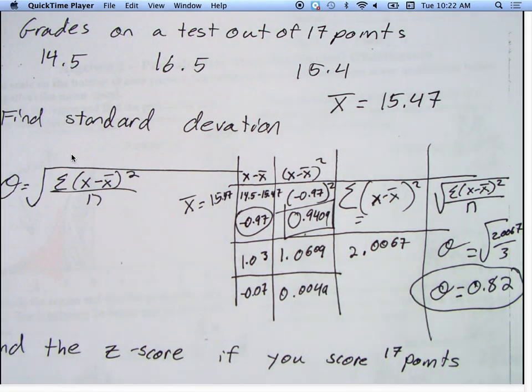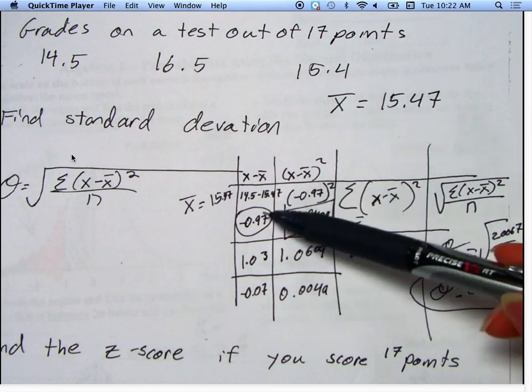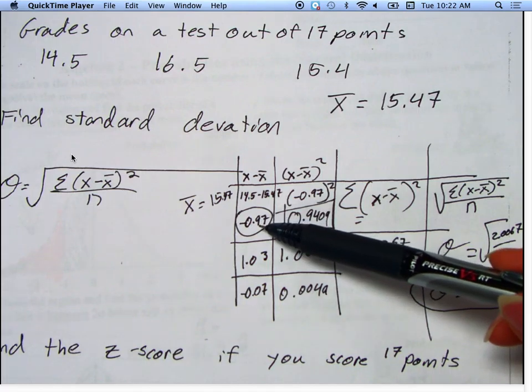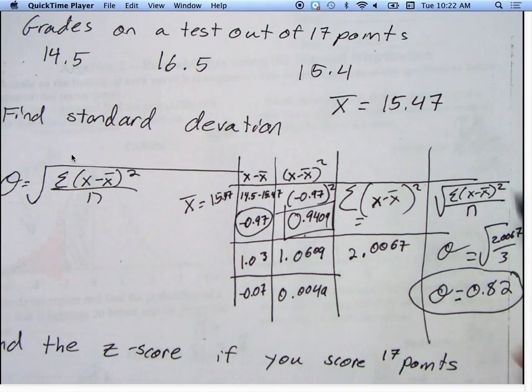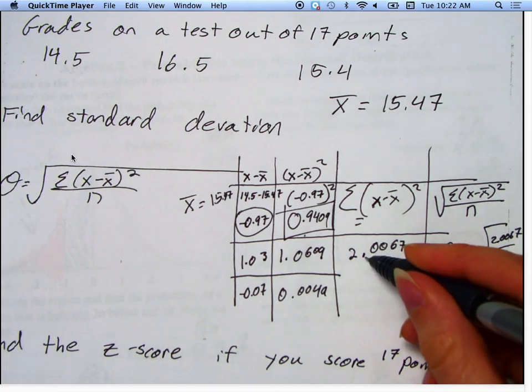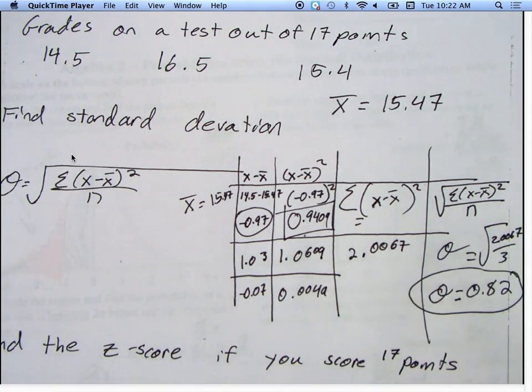Questions about this? Yes. I just watched you. Are you okay with taking each term and subtracting it from the mean? Yeah, it's just the dividing. Okay, so I literally took this answer right here, the sum, divided it by, I knew there were 3 terms, so that's why I divided it by 3, and then I square rooted it. Okay, that's the standard deviation.